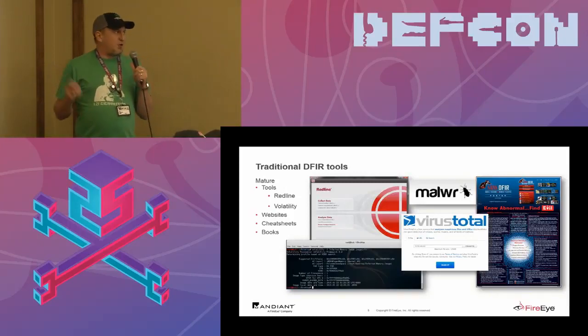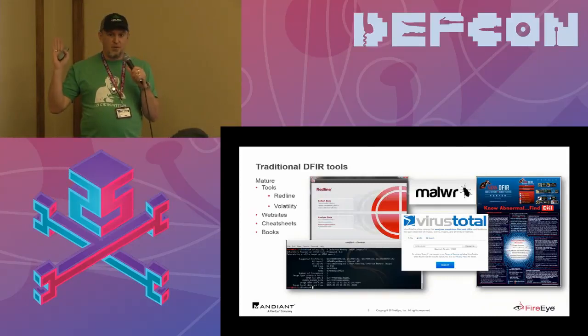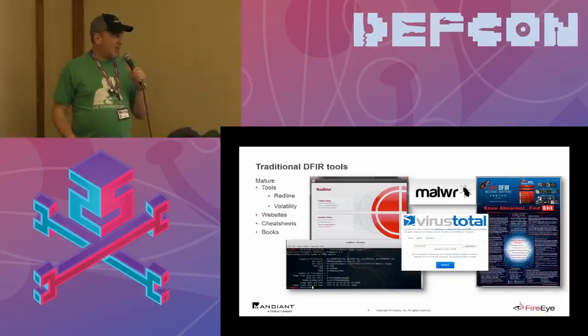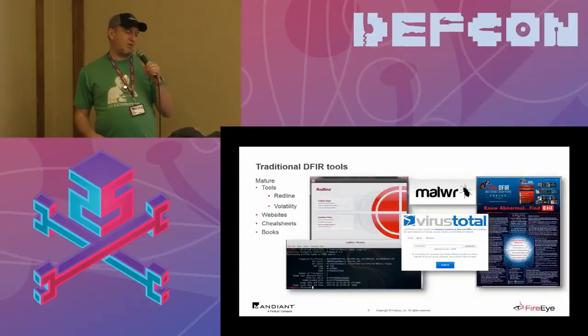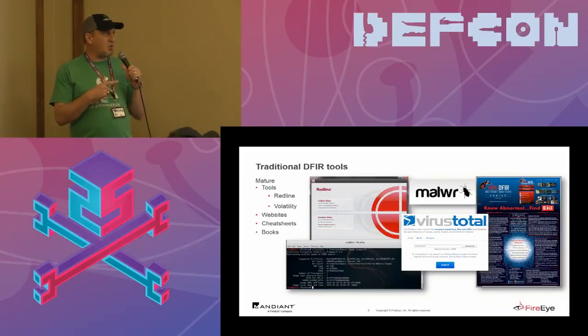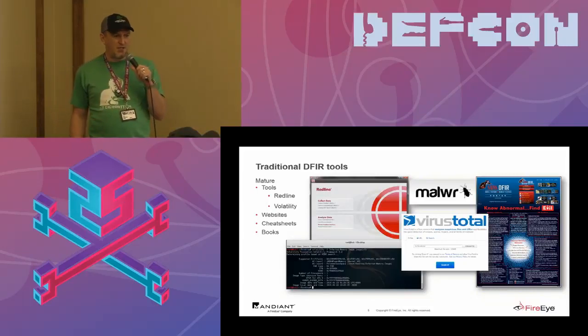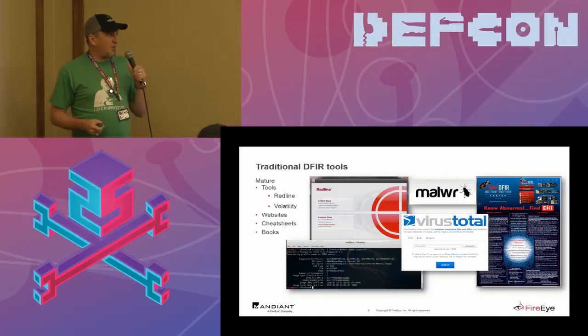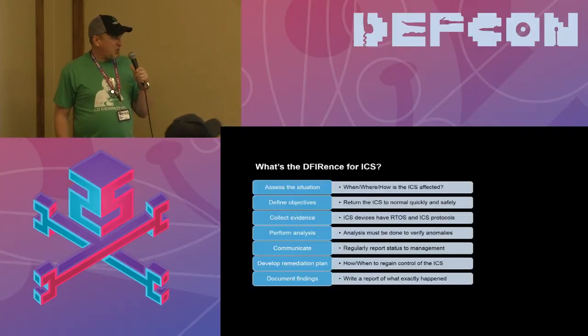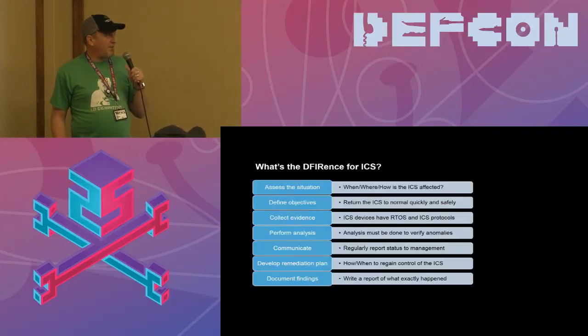So there's a lot of traditional DFIR tools that are mature. Redline and Volatility. Anybody ever used those before? I think it's great that the SANS ICS team has done some challenges where they actually wanted you to use Redline and Volatility for an ICS type challenge. That's great. And there's websites like VirusTotal and a couple of others. We have cheat sheets and books. But what do we have for control systems? We don't have any of those kind of tools.